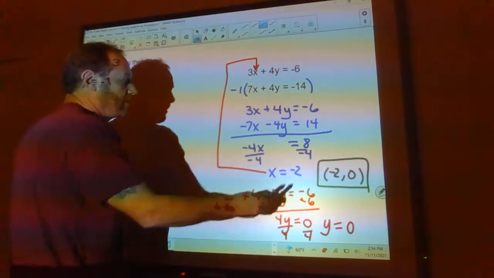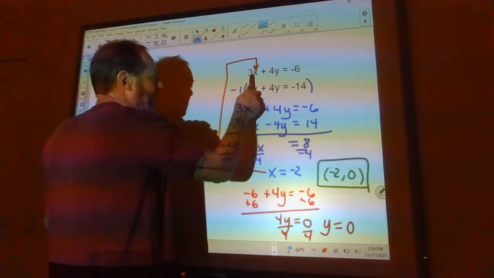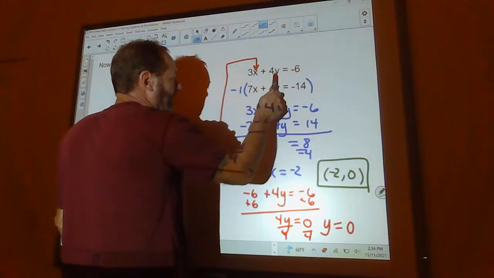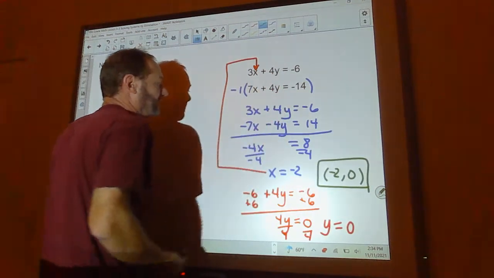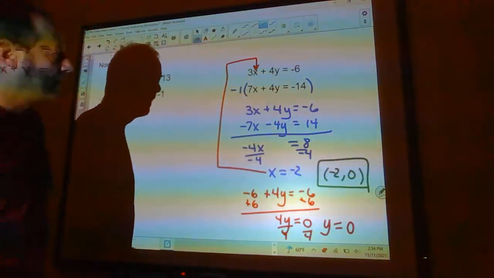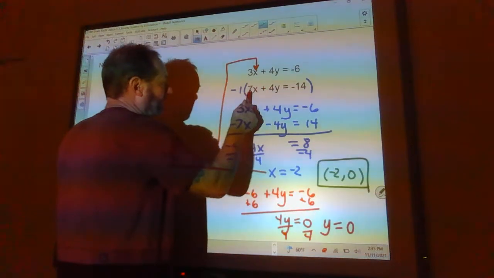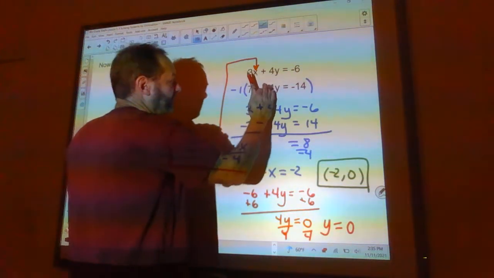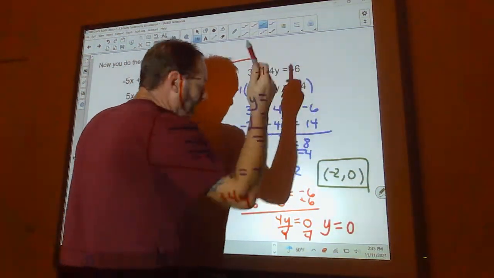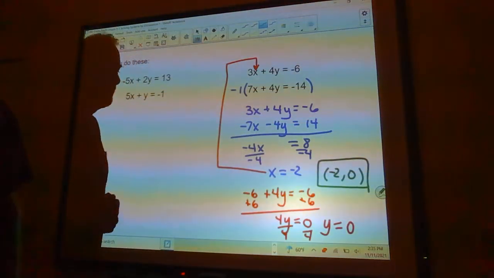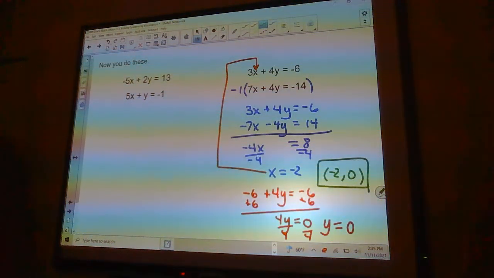Let's check it. So -2 times 3 is -6. This is going to be 0 because I'm multiplying by 0. -6 equals -6. Yay, I'm a winner. Okay, here I put -2 in here. I get -14. This is again 0. -14 equals -14. Woo, yay me. Off we go. Okay. Now, you can pause the video and do this one, and then jump back on and see how you did.